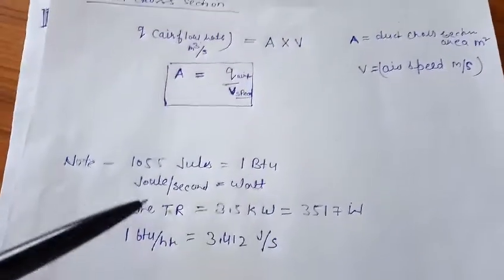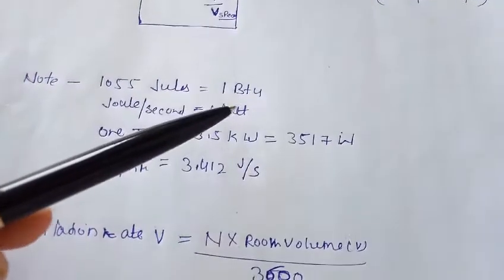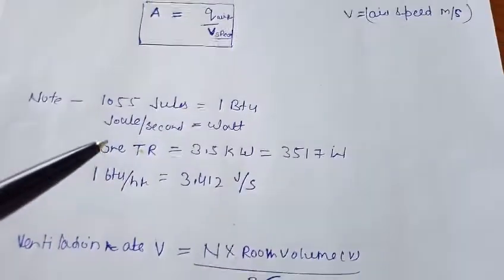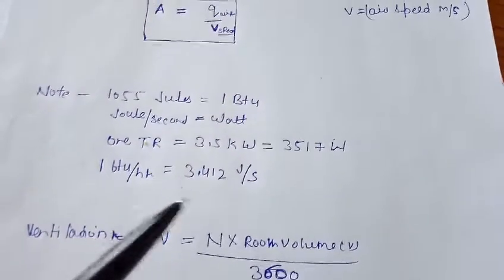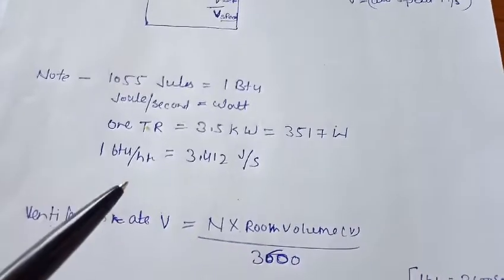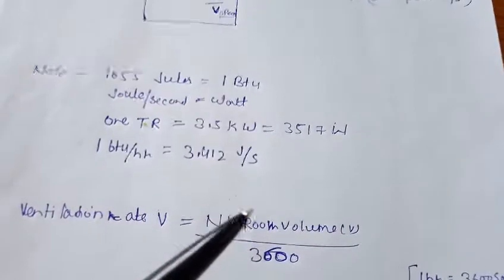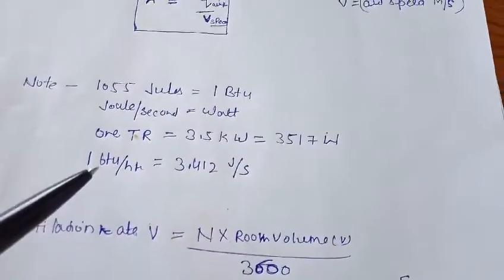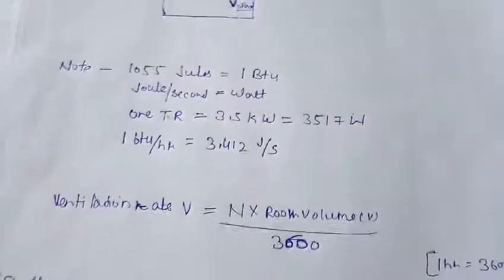So some notes are there, like 1055 joule is equal to 1 British thermal unit, then joule per second is equal to watt, 1 TR is equal to 3.5 kilowatt, 3517 watt, and 1 British thermal unit per hour is equal to 3.412 joule per second. So these values will be utilized in questions.